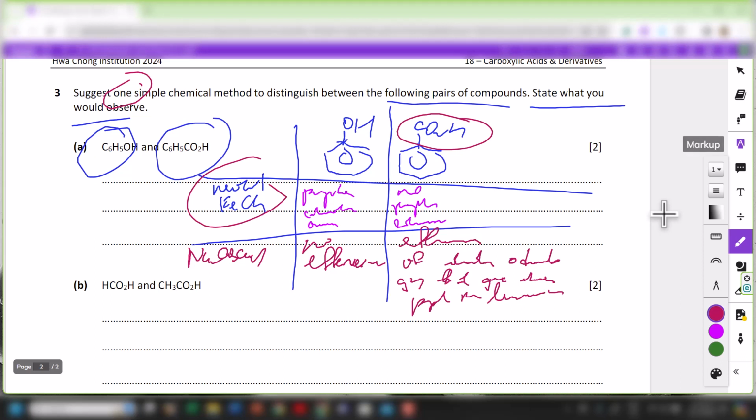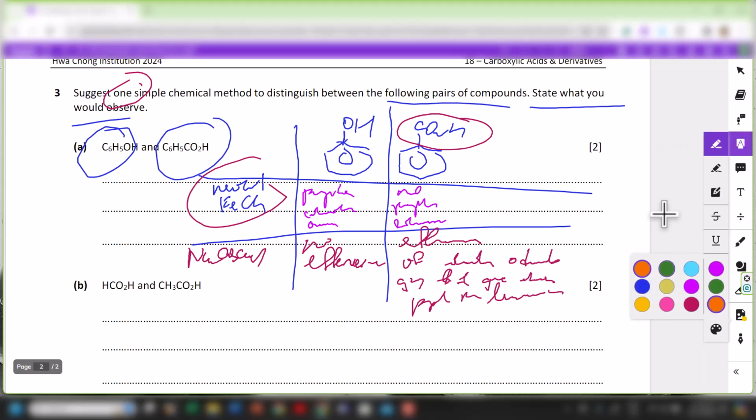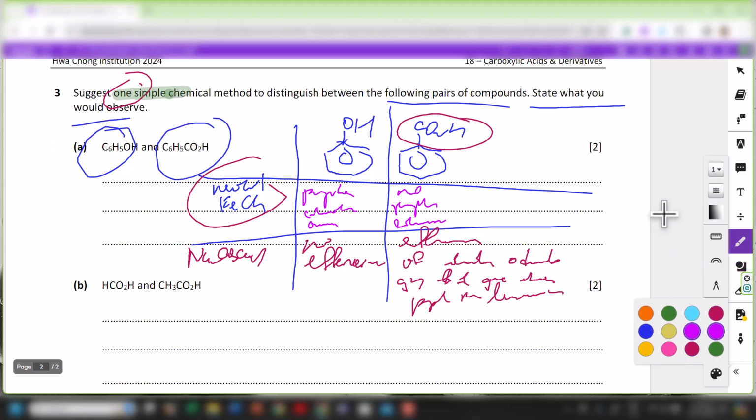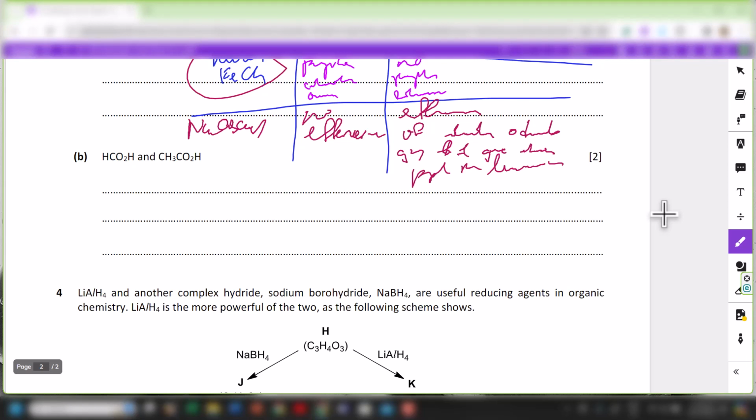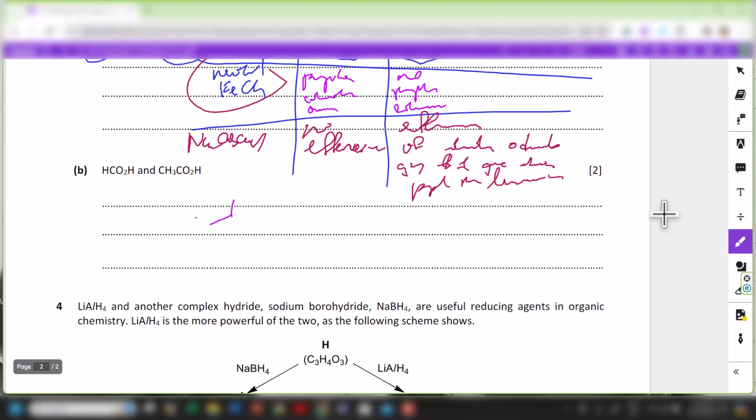But most importantly, I need to stress this. It must be a simple chemical test. The key word here is simple, meaning you can do that within 30 to 60 seconds. Test tube chemistry preferably. Any warming will be done in a water bath. No direct heating, no reflux, no complicated setup. Then methanoic acid. What about methanoic acid?